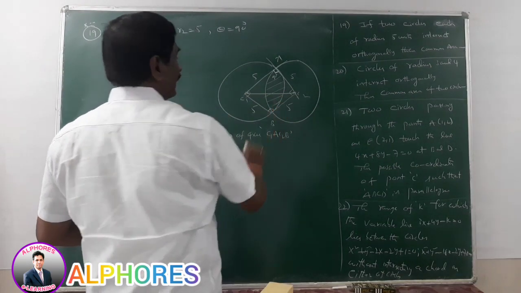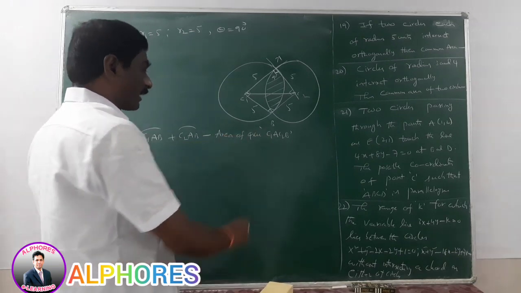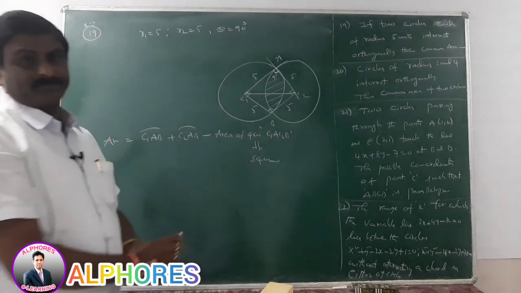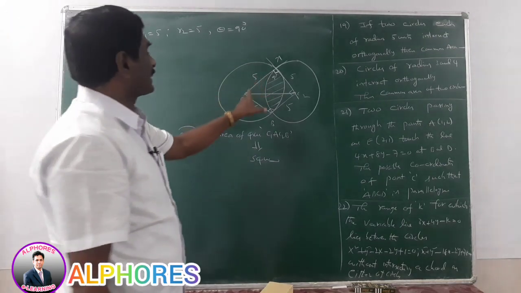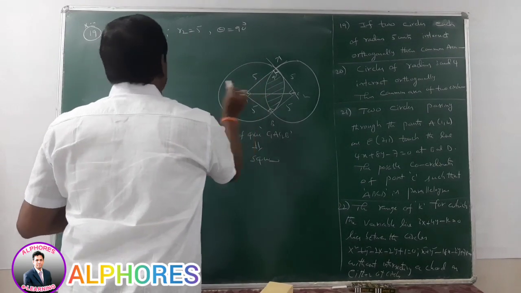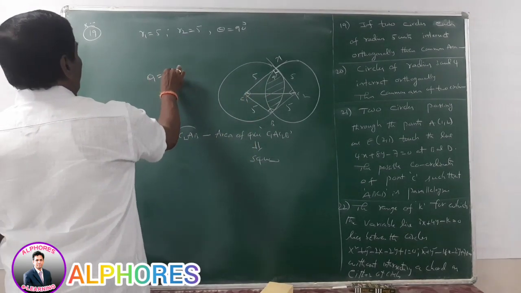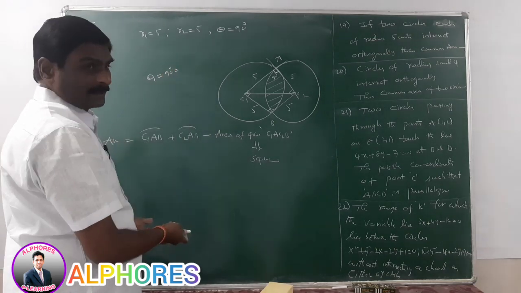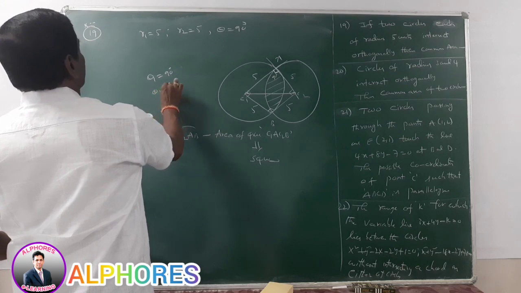This angle 90, this angle 90. That means the quadrilateral is nothing but a square. It converted into a square. The sector angle theta 1 is equal to 90 degrees, that is equal to pi by 2. Next, theta 2 is also 90 degrees.